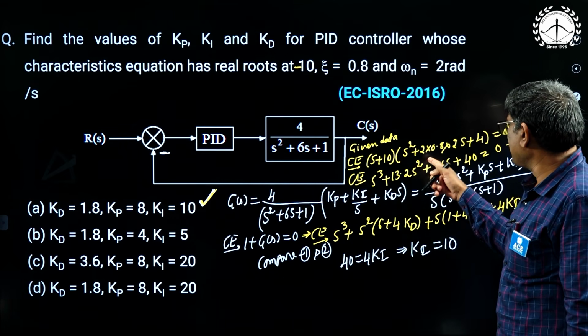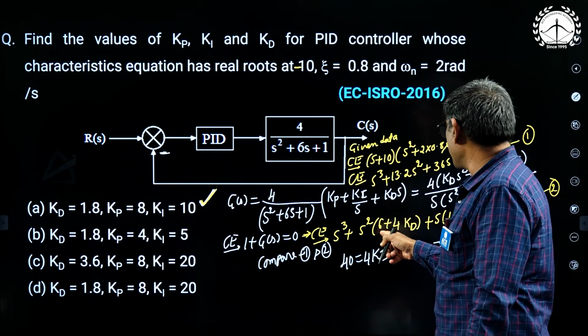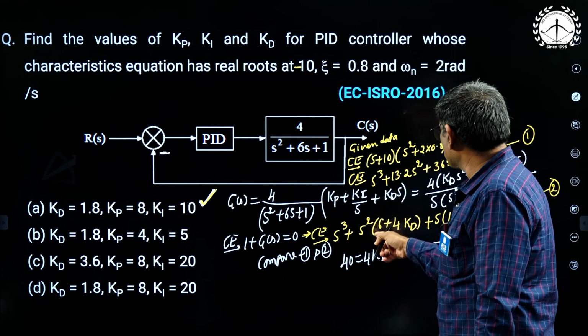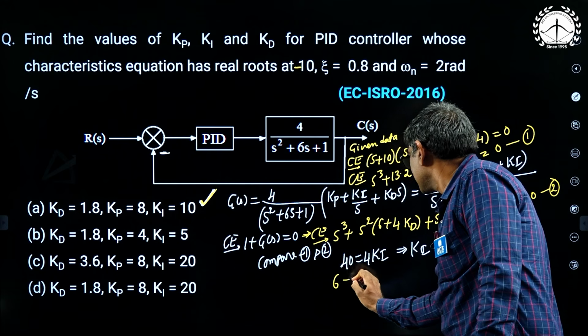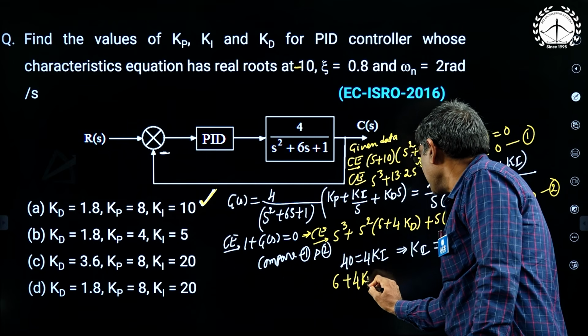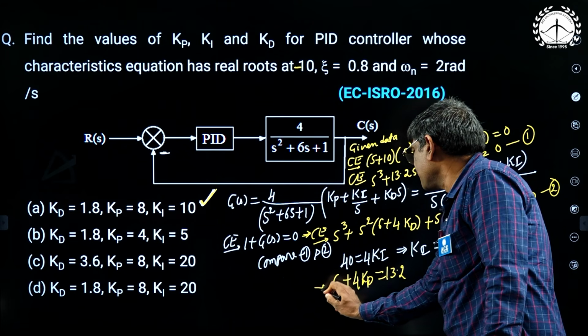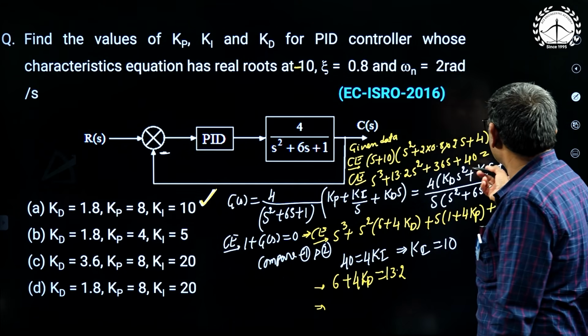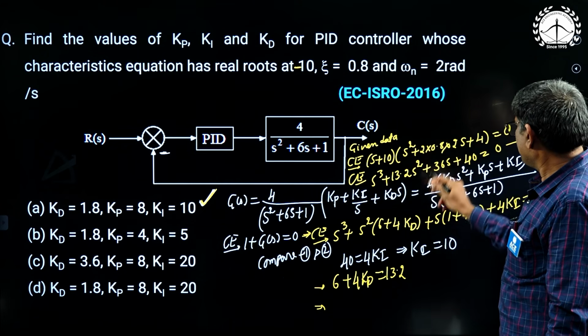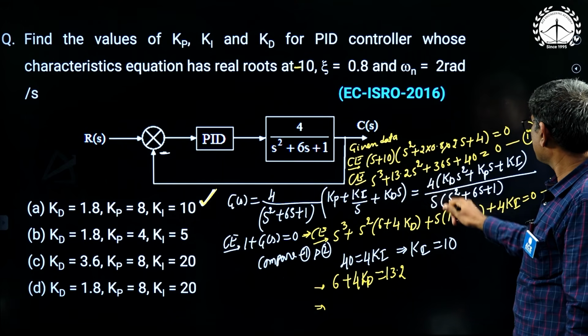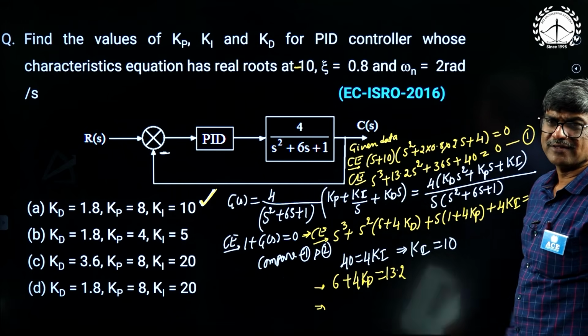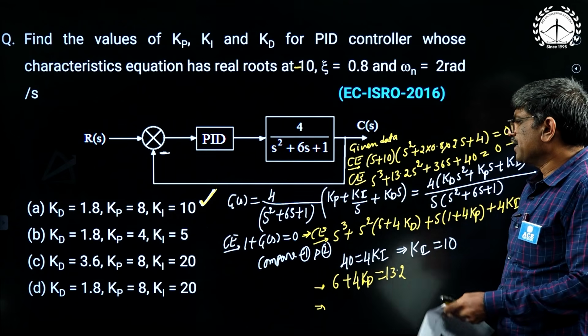Similarly, if you want to compare, you compare the S square terms: 6 plus 4 Kd equal to 13.2. Like this, compare and solve. Next, you can compare the S terms, and then you can get the answers. Okay? Next question.